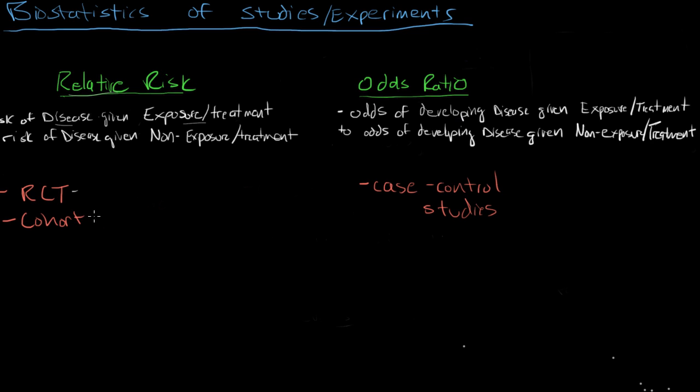Most randomized controlled trials and cohort studies calculate relative risk because they can show you the risk of something that happens over time. Case control studies, on the other hand, have to give you odds ratios because they can't actually tell you about the incidence of a disease process. Let's use an example to explain this further.